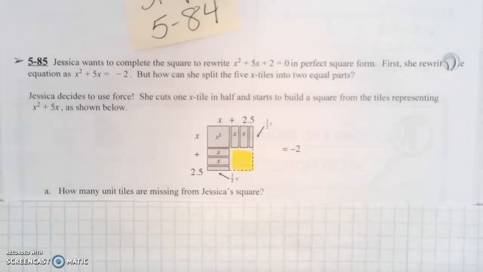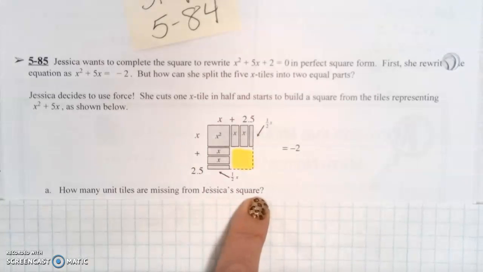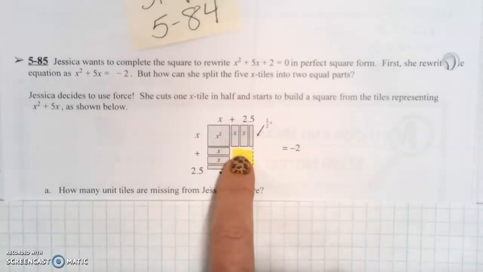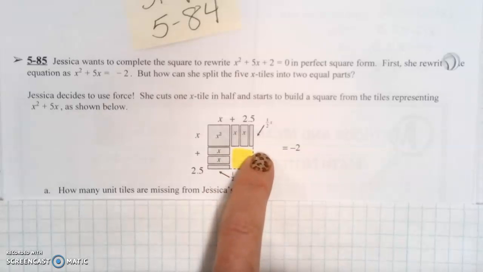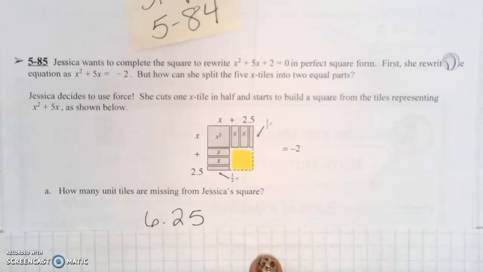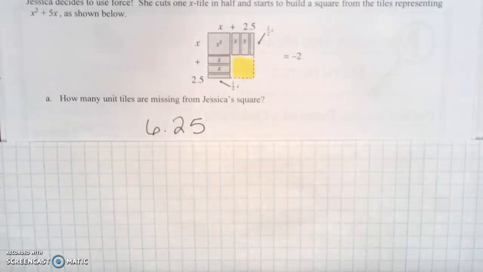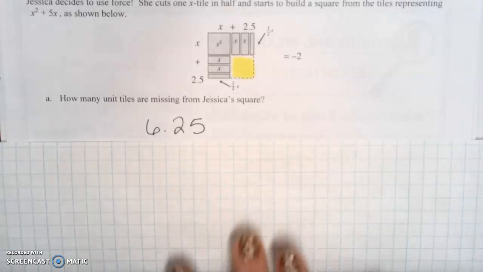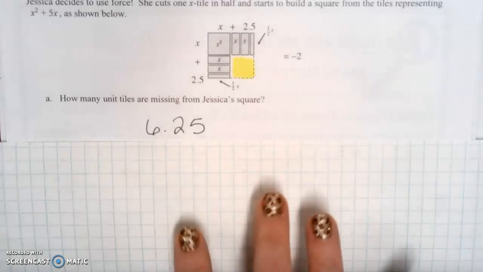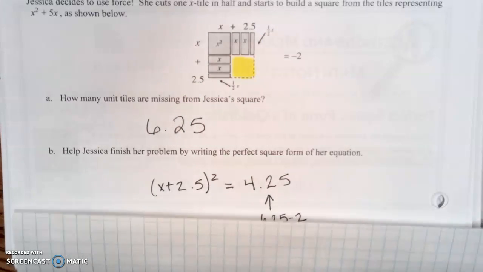So question A says, how many unit tiles are missing from Jessica's square? So we have the four that were right there, and then we have five of the quarter ones. If you have five of the quarter ones, four of them is going to make a hole, and then you have one extra quarter left, which means you should have a total of 6 1/4, which is what happens when you multiply 2.5 times 2.5, okay?